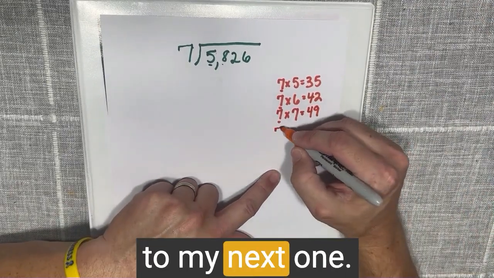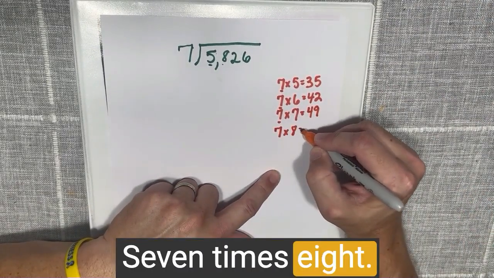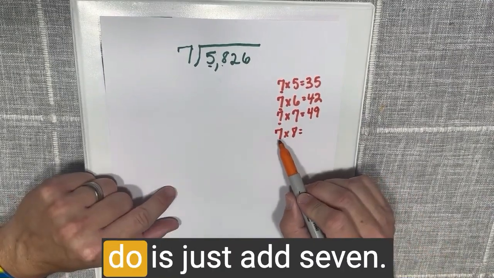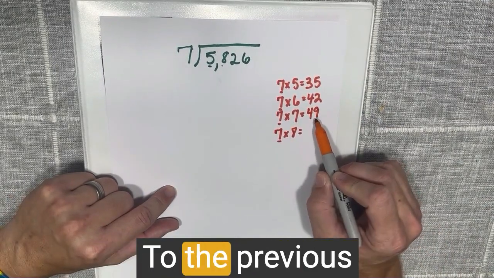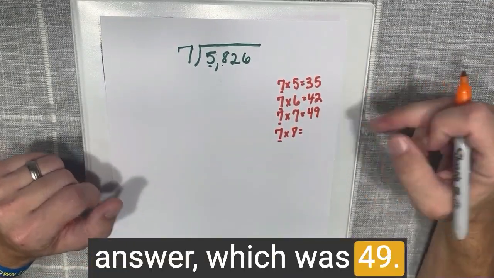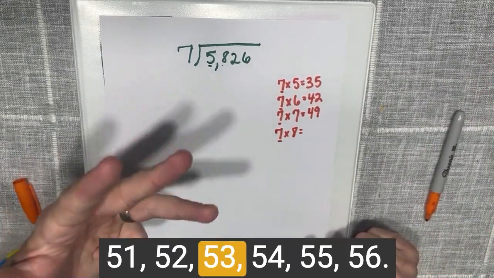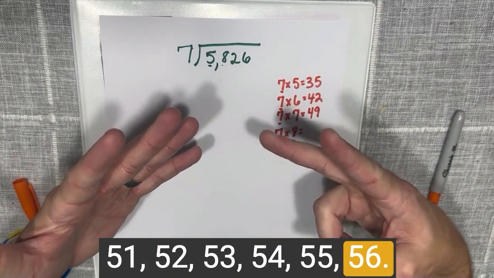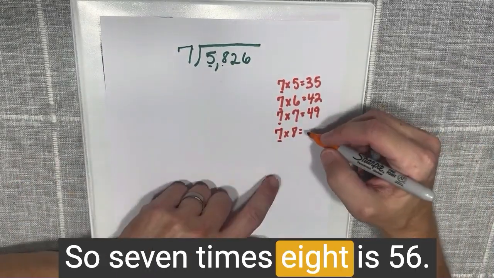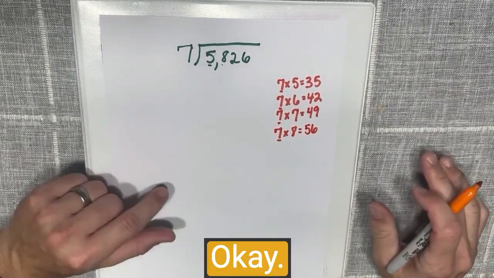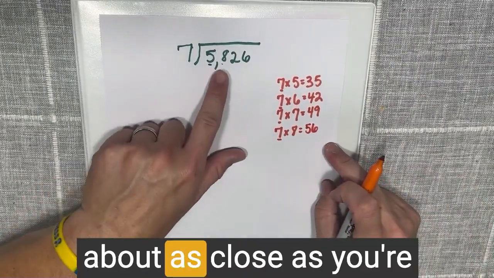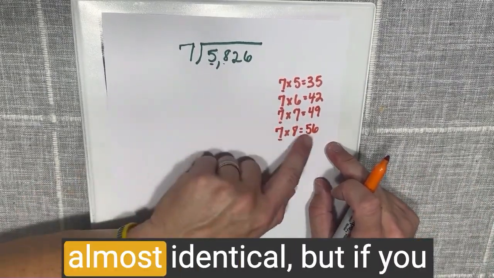So I'm going to go to my next one, 7 times 8. And again, all I'm going to do is just add 7 to the previous answer, which was 49. So I'm going to go 50, 51, 52, 53, 54, 55, 56. So 7 times 8 is 56. Okay. Now I think that's about as close as you're going to get because that is almost identical.